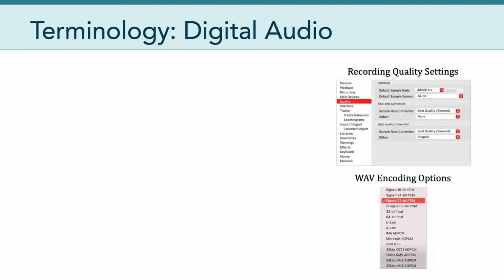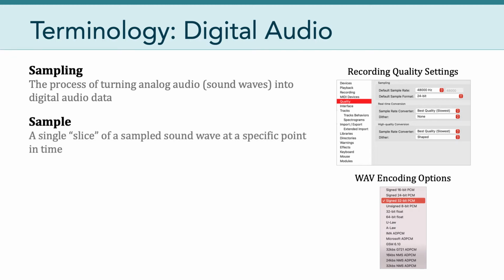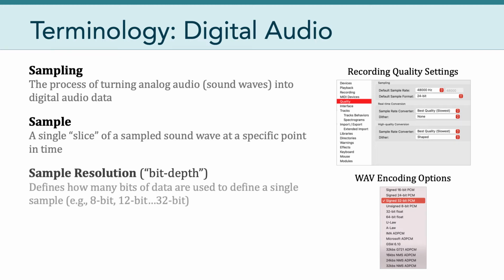We also learned about some of the details of recording digital audio. For example, we read about sampling, or the process of turning analog audio waves or sound waves into digital audio data. We learned that a single slice of a sampled sound wave is called a sample, and that happens at a specific point in time. And we also learned about sample resolution, or bit depth, or in Audacity settings, sample format. That defines how many bits of data are used to define a single sample. And the higher that bit depth is, the more information is being stored related to a single sample.